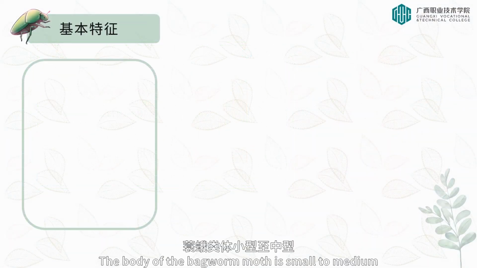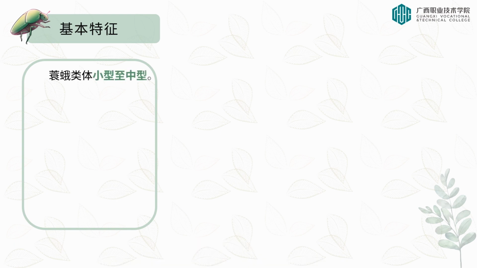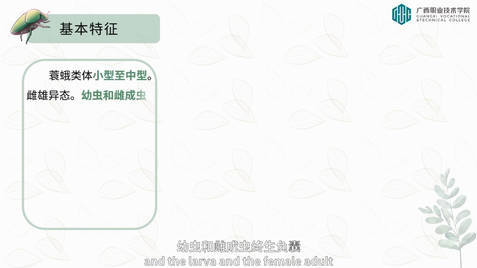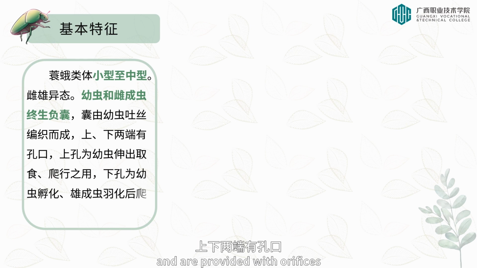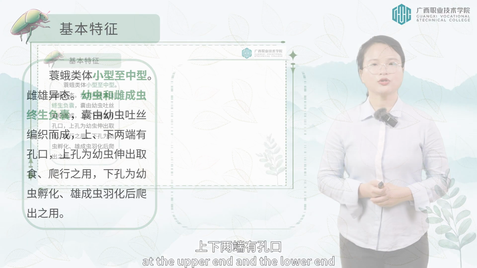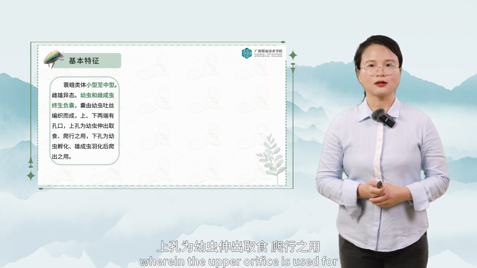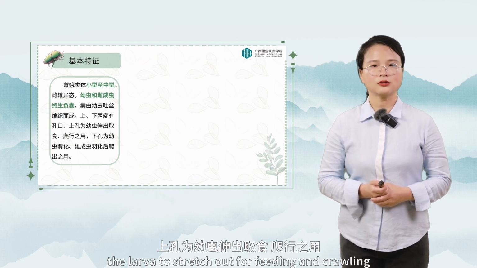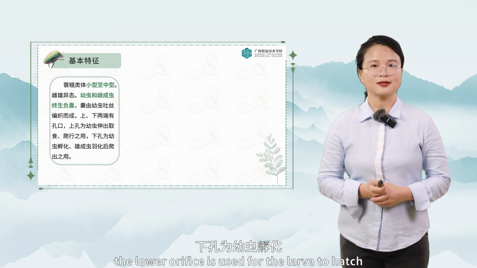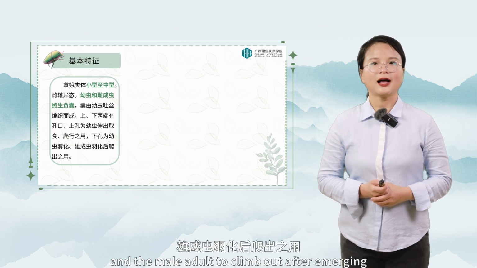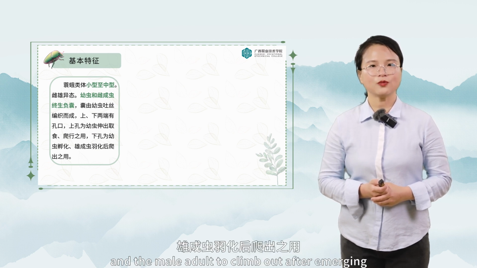The body of the bagworm moth is small to medium, dioecious, and the larva and the female adult have lifelong negative capsules, which are woven by the larva spinning, and are provided with orifices at the upper end and the lower end, wherein the upper orifice is used for the larva to stretch out for feeding and crawling. The lower orifice is used for the larva to hatch, and the male adult to climb out after emerging.